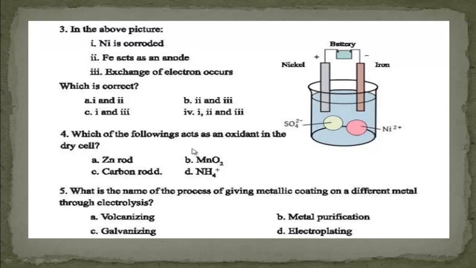Which of the following acts as an oxidant in the dry cell? You know that in a dry cell, the zinc container acts as anode and the carbon rod acts as cathode. Mainly the carbon rod acts as a conveyor and manganese dioxide acts as oxidant. Now, what is the name of the process of giving a metallic coating on a different metal through electrolysis? Electroplating.